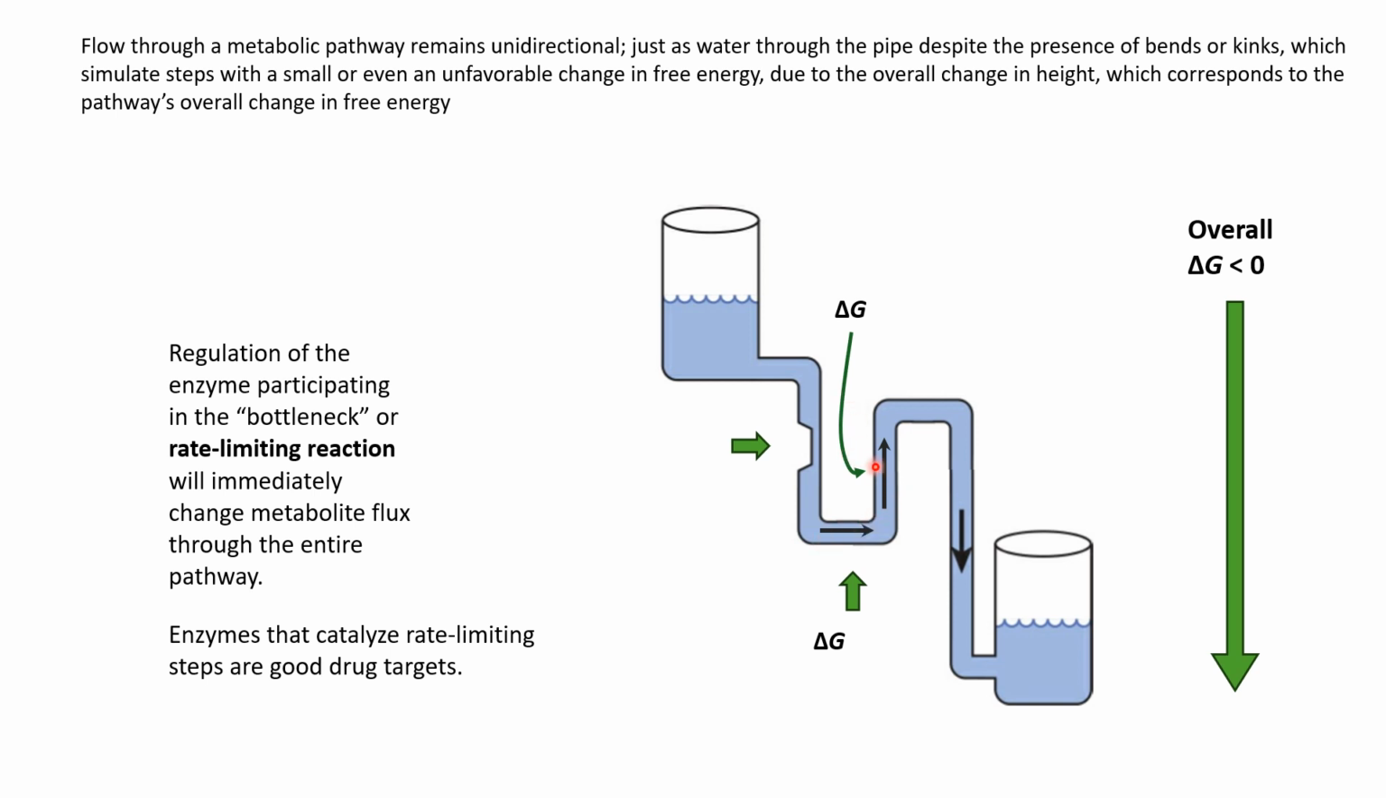And then what do you think about this one here? So overall the reaction is negative, but here we're going uphill. And so delta G here is going to be 0, and delta G here is actually going to be positive.